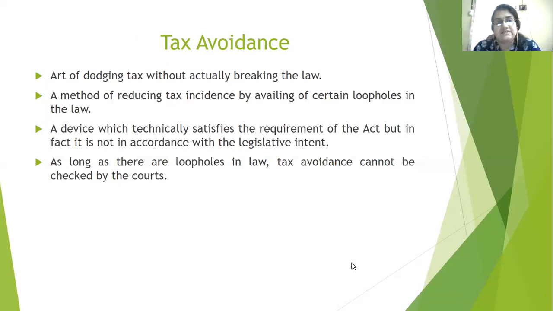Moving on to the next term, that is tax avoidance. What do you mean by tax avoidance? It is an art of dodging tax without actually breaking the law. See, tax avoidance stands somewhere in between tax planning and tax evasion. Tax planning is completely legal, whereas tax evasion is completely illegal. Now, what happens with tax avoidance is we are not violating any rules and regulations, but we are taking advantage of loopholes.